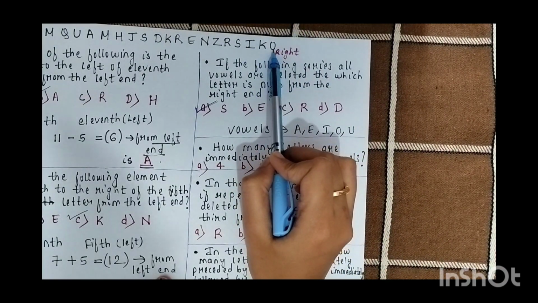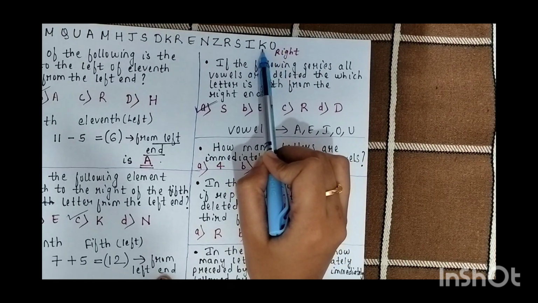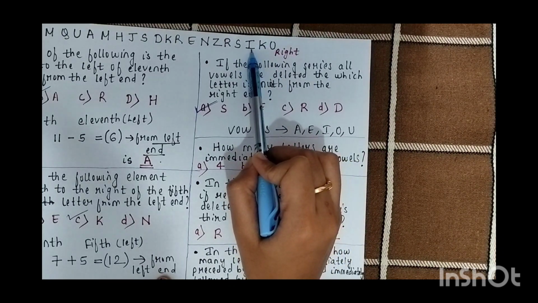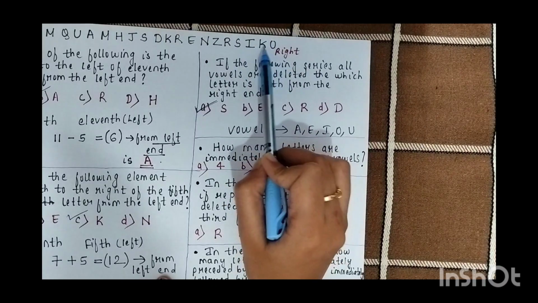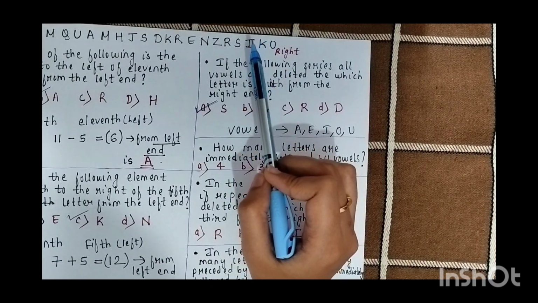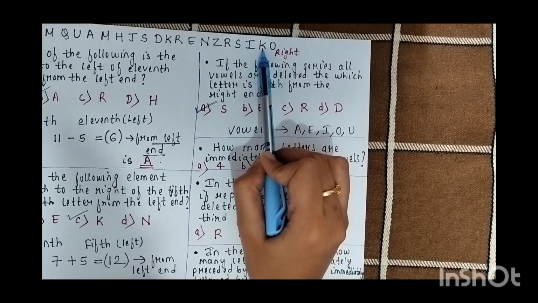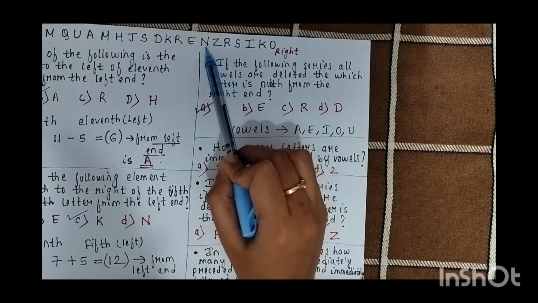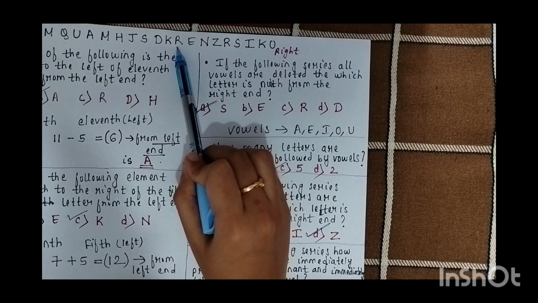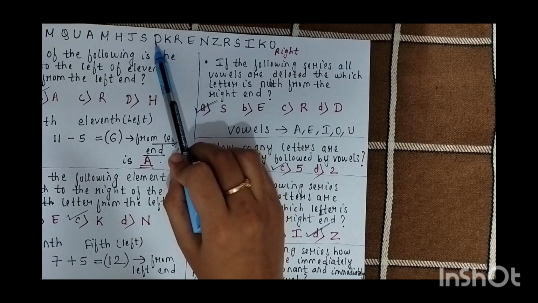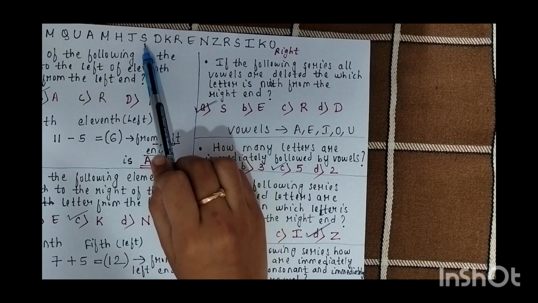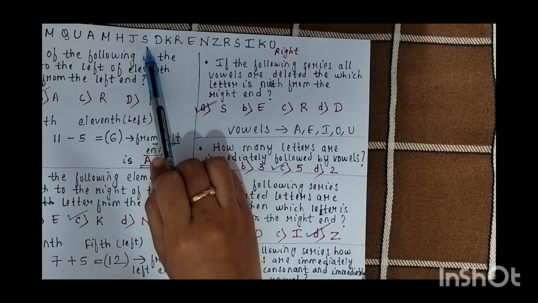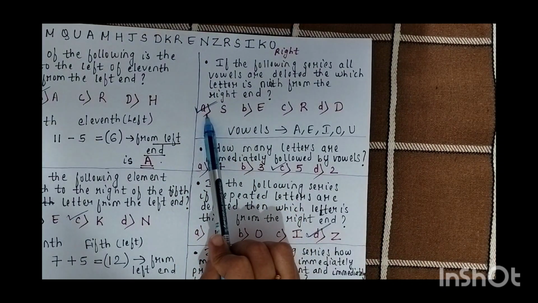Now O is a vowel, correct? So I'll start with K, 1. I is a vowel, so this is deleted, correct? So the deletion you have to do in the mind. 1, 2, 3, 4, 5, 6, 7, 8, and 9. So the ninth position is S. So S is the correct option.